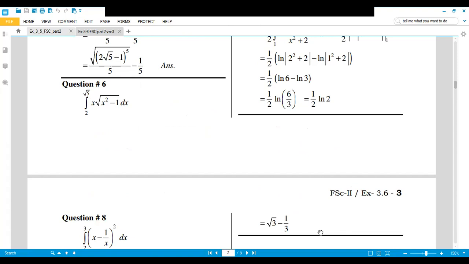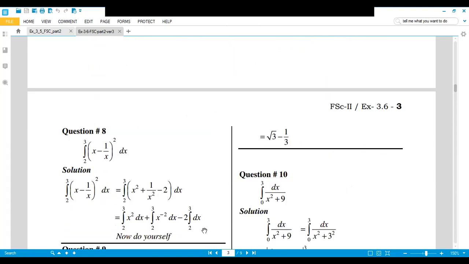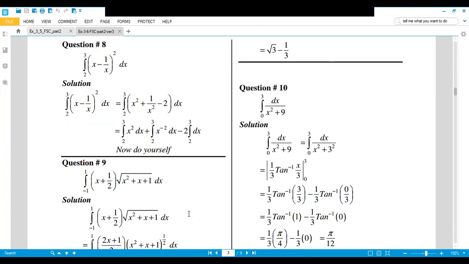Question number 8 is, question number 8, you will do it by yourself. Just open it with the whole square formula, a minus b whole square: first term square plus second term square minus 2 into first term into second term. So x cancels. And now you take the integral of x square, and then you take in the numerator the integral of minus 2x minus 2 and the integral of the constant. So you try it by yourself.